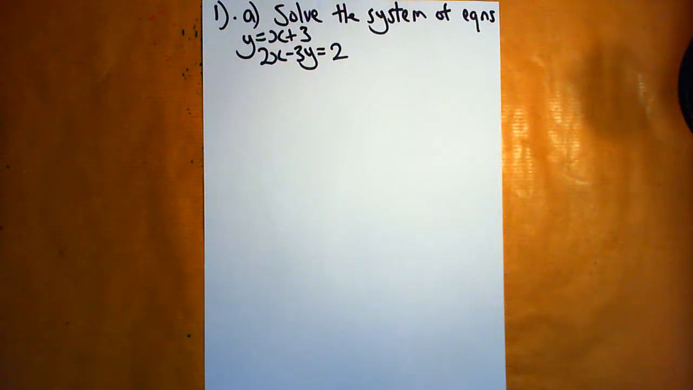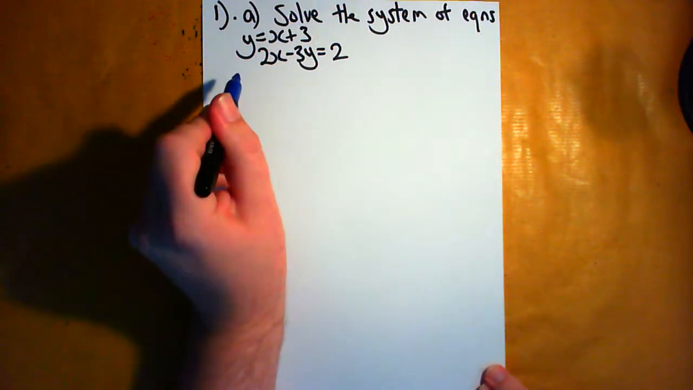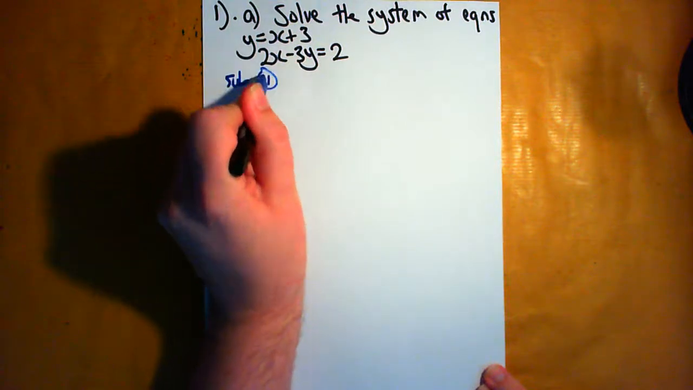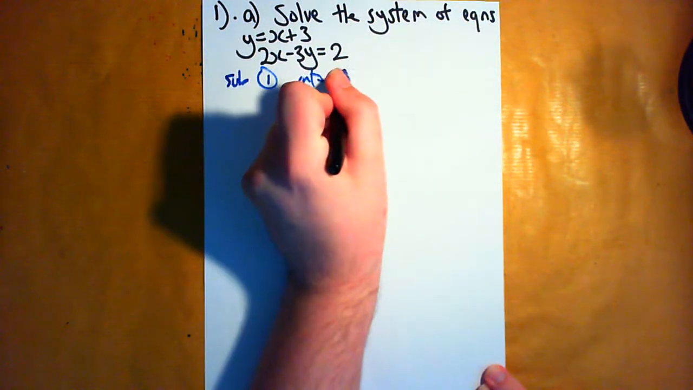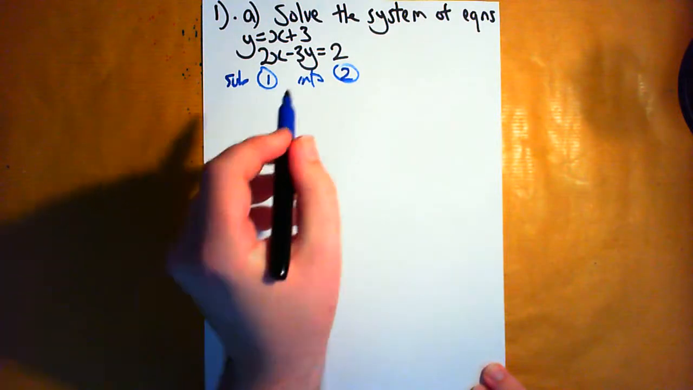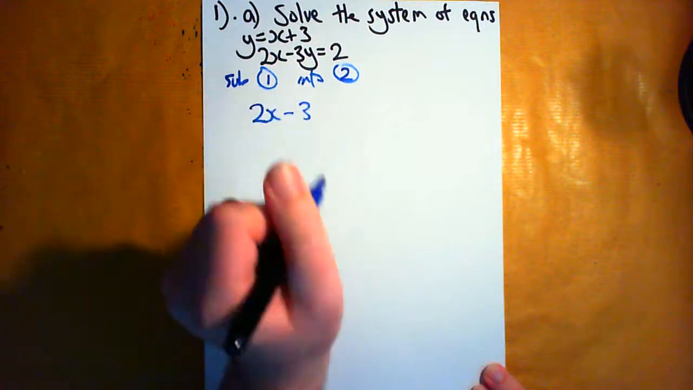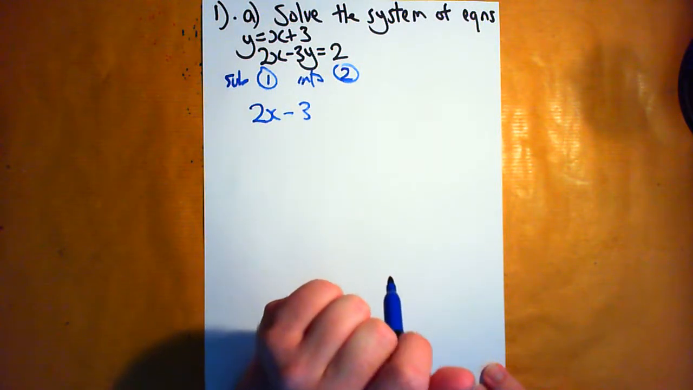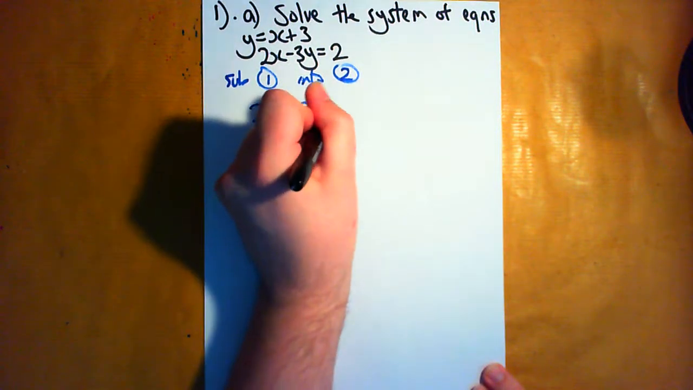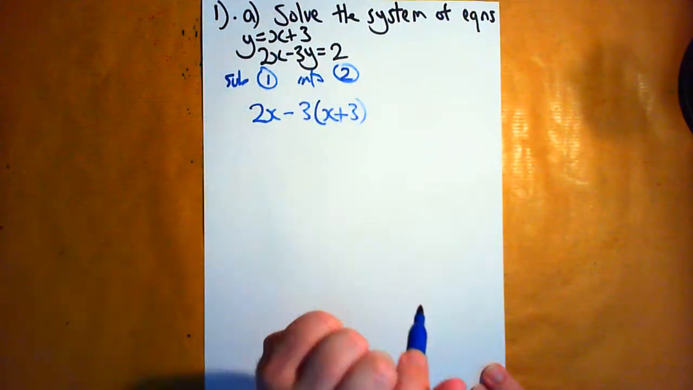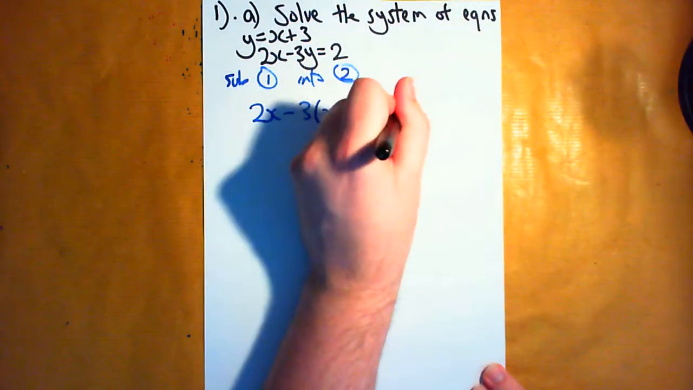Looking at that first equation, we see that it is already solved for y. It's already y equals something. So that is set up for substitution. Okay, so we'll substitute equation 1 into equation 2. So that second equation becomes 2x minus 3 times y. Well, the first equation tells us y is x plus 3, so that becomes x plus 3 equals 2.